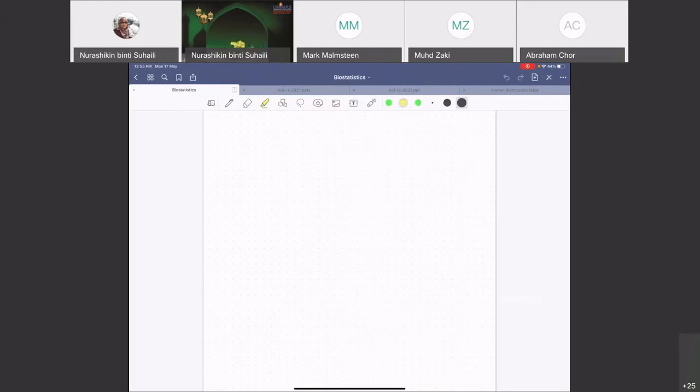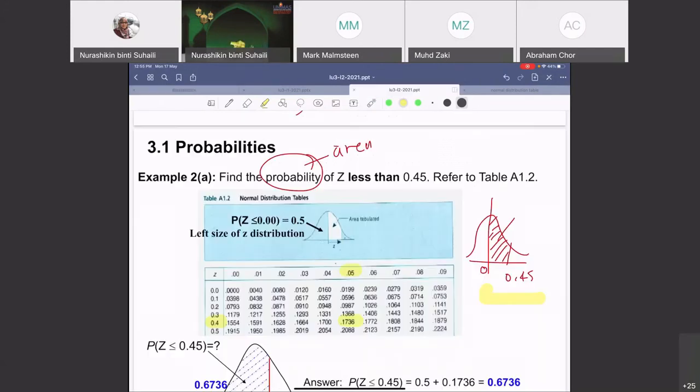Sorry, a bit clumsy because I don't have the Apple pencil with me. I'm using my finger. Right, this one.